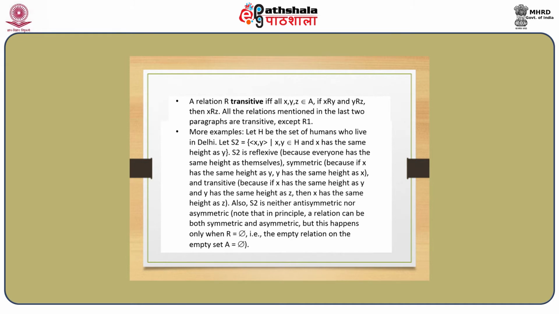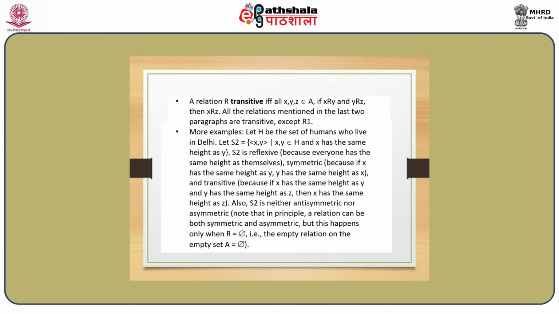More examples. Let H be the set of humans who live in Delhi. Let S2 be the set of those ordered pairs (X, Y) such that X and Y are members of H and X has the same height as Y. S2 is reflexive because everyone has the same height as themselves. Symmetric because if X has the same height as Y, Y has the same height as X. And transitive because if X has the same height as Y and Y has the same height as Z, then X has the same height as Z.